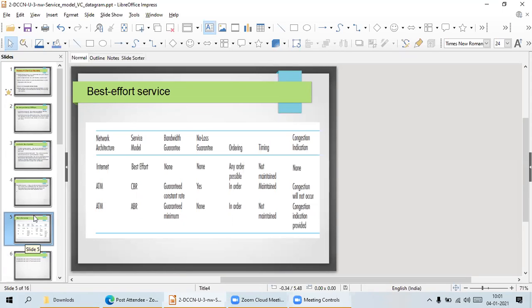Asynchronous transfer mode is one network architecture. Internet Protocol, IP architecture, is the other. These two architectures take care of the best effort service, constant bitrate, and next, available bitrate. These are the three service models we are discussing here.